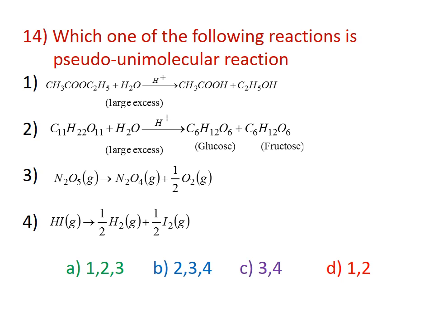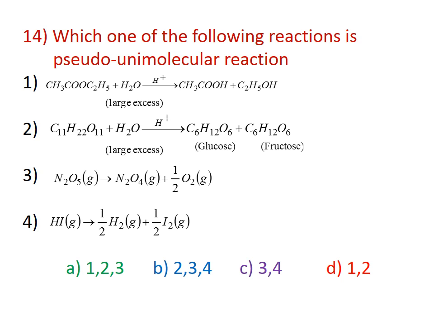Question number 14. Which one of the following reactions is a pseudo unimolecular reaction? Consider the first one, hydrolysis of ester in the presence of H plus, it is a pseudo unimolecular reaction. The second one is hydrolysis of sucrose, which gives glucose and fructose, it is also a pseudo unimolecular reaction. The third one is a first order reaction, but it is not a pseudo unimolecular reaction.